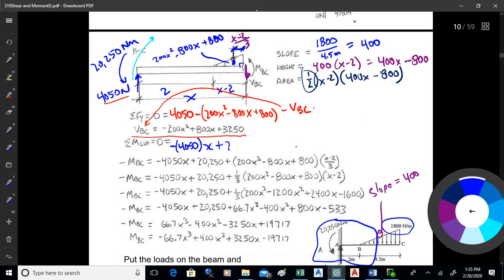Then I've got the 2250. Then I've got that downward load. Now I look at that, and that's going to come around counterclockwise, so that's going to get a plus. And the load is 200x squared minus 800x plus 800. Then I'll put a parenthesis on the end of that, and I'll multiply it by the distance, which is 1/3 of x minus 2.